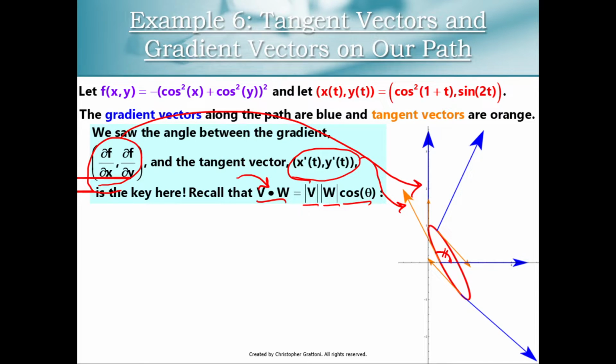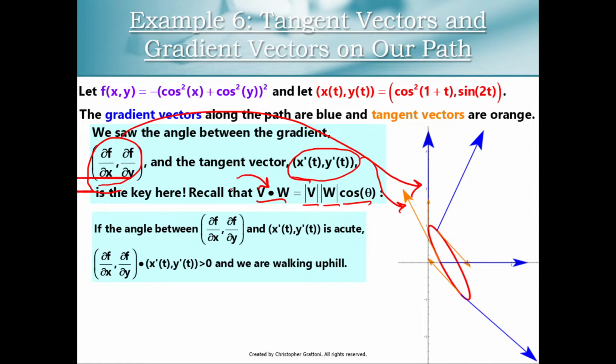When the dot product between two vectors is positive, the angle between those two vectors is acute. When the dot product between two vectors is negative, the angle between those two vectors is obtuse. And so if we're trying to classify obtuse and acute angles between vectors, the dot product is going to do that work for us. So what we can say is that if the angle between the gradient and the tangent vector is acute, that means the dot product between those two vectors is positive and we're walking uphill.